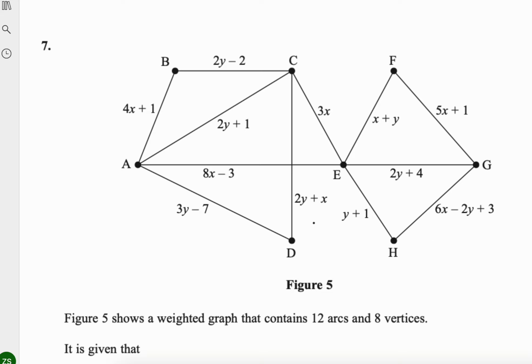Okay, so remember what the minimum spanning tree is. It's a tree that connects every node, but there are no cycles. So if we say CD is not on the minimum spanning tree, what is that really telling us? What's the only way to get to D now? From A to D. So therefore 3y minus 7 must be on the minimum spanning tree.